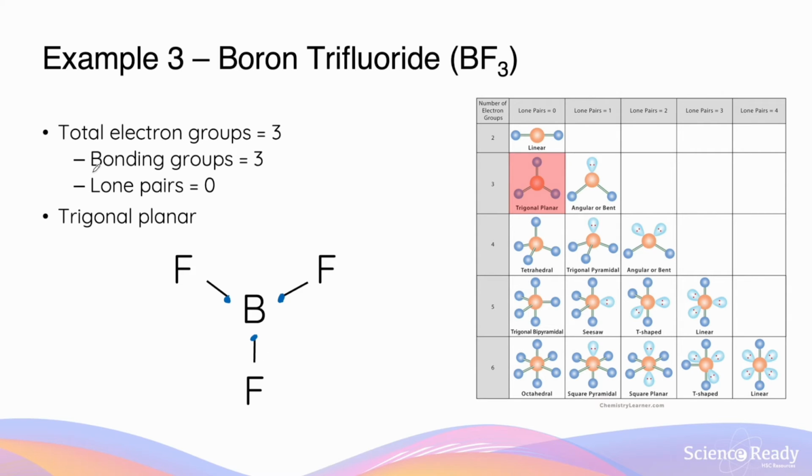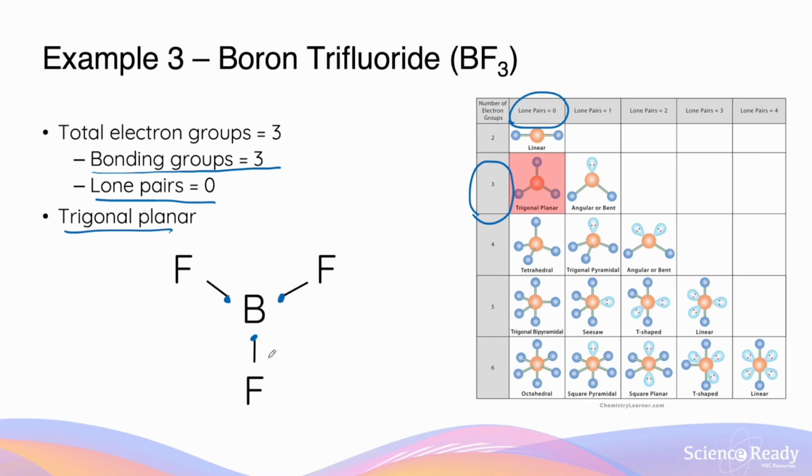So it has 3 bonding groups, referring to the 3 single bonds, and it has no non-bonding electrons. The geometry around the boron atom can be identified by using the table once again. So we have exactly 3 bonding groups and 0 lone pairs. And this gives us a geometry called trigonal planar.